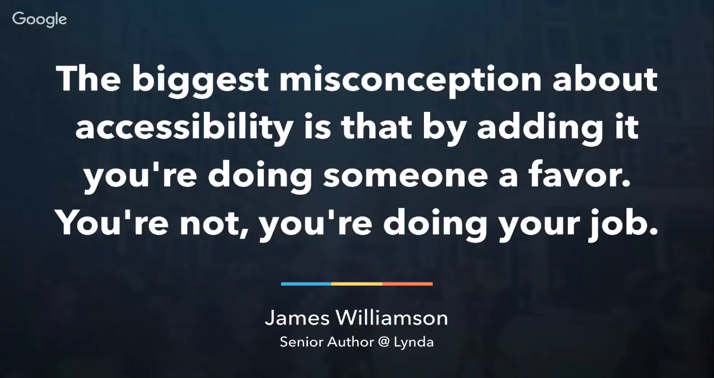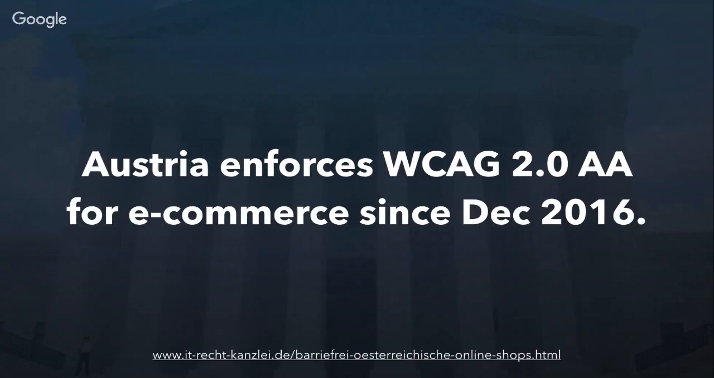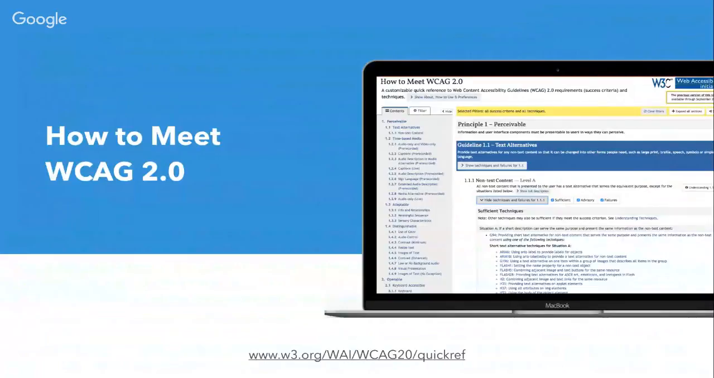And I'm not alone. In the United States alone, there have been 240 lawsuits against retail, financial service, and hospitality in 2016. All sides of the EU government have to have the WCAG standard AA. Norway enforces new sites to follow an accessibility standard. Austria enforces AA for e-commerce since December 2016. Enforced accessibility standards are on their way. If you ask yourself how to meet these standards, there's this document called How to Meet WCAG 2.0.